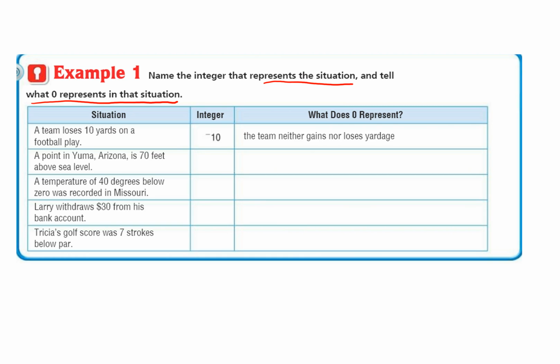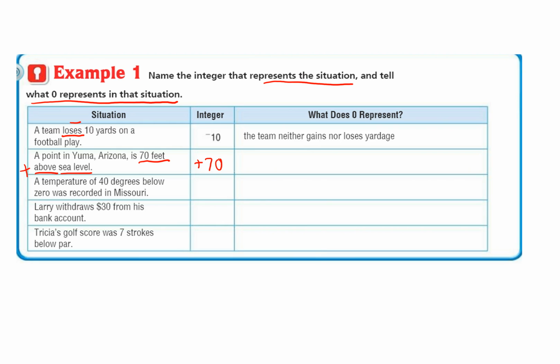Okay, let's go to the next situation. A point in Yuma, Arizona is 70 feet above sea level. Whenever you see this word above, you can think plus, okay, or positive. Remember, my hand is your hand, so if I'm underlining, you're underlining. Loses, that's going to give you a clue that it's going to be negative. Okay, so above sea level, it's going to be positive 70.